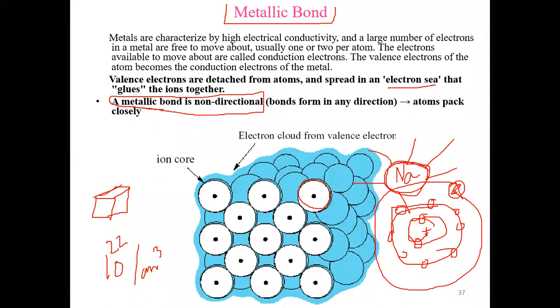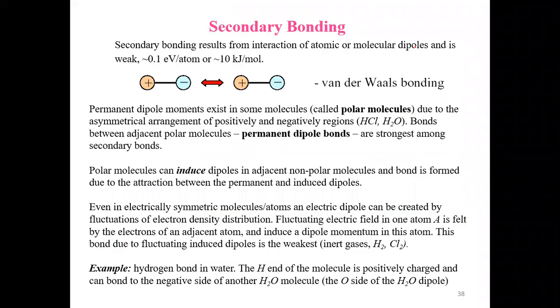So that's all about the metallic bond. Okay, so we have finished the primary bond, because we have already studied ionic bond, covalent bond, and this is the third bond in the primary bond class. Now we are going to study the secondary bond.